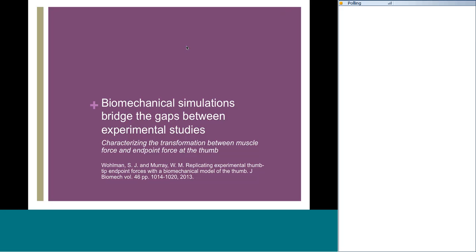The study I've chosen to talk about is work from a graduate student in my lab, Sarah Wallman. This work was recently published in the Journal of Biomechanics, and we used a simulation-based approach to understand gaps that exist between really valuable experimental studies characterizing the transformation between muscle force and the endpoint force produced at the thumb.